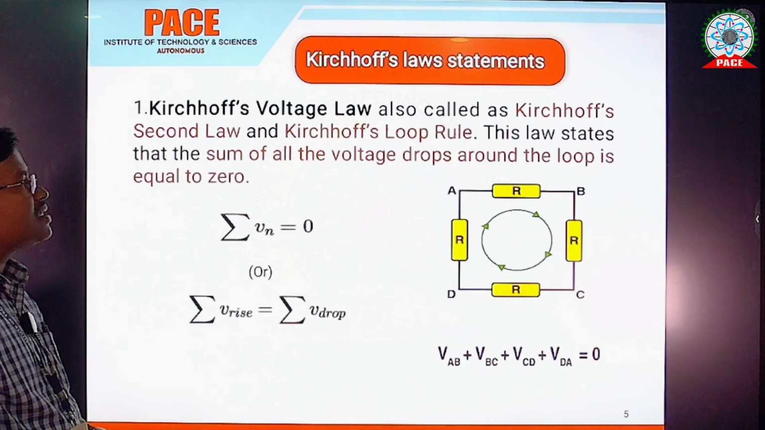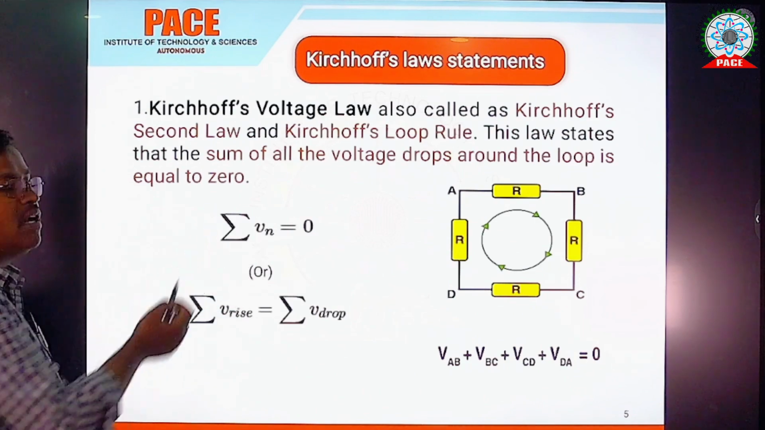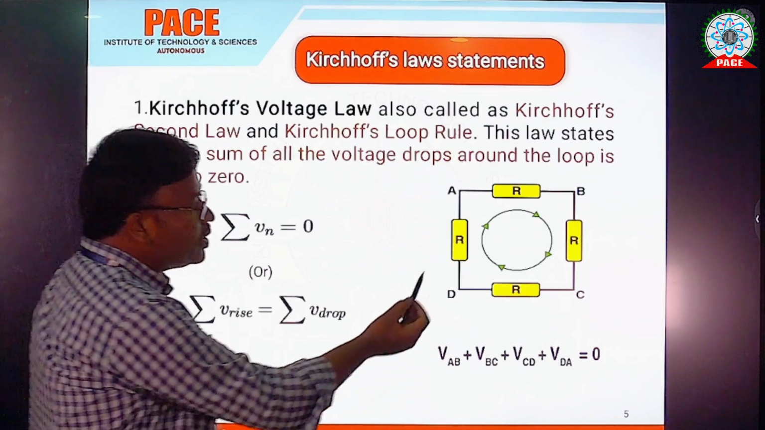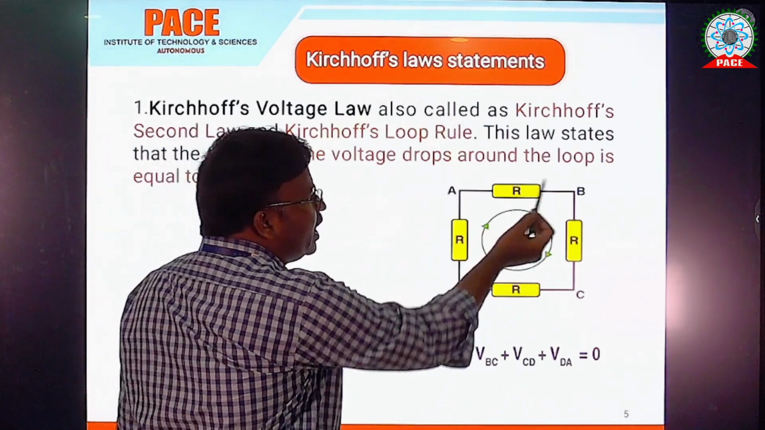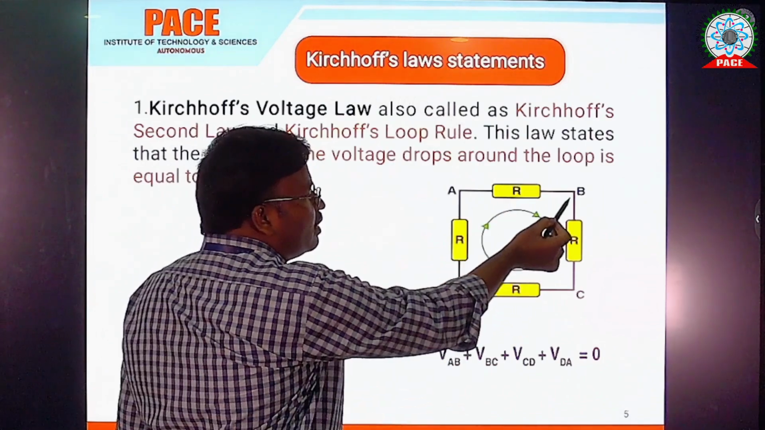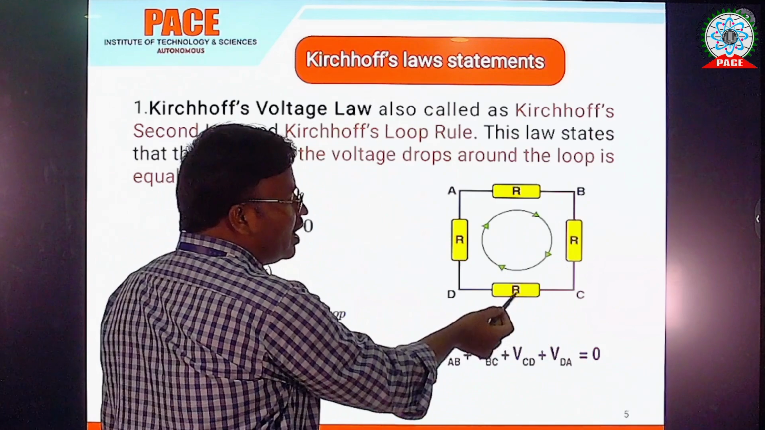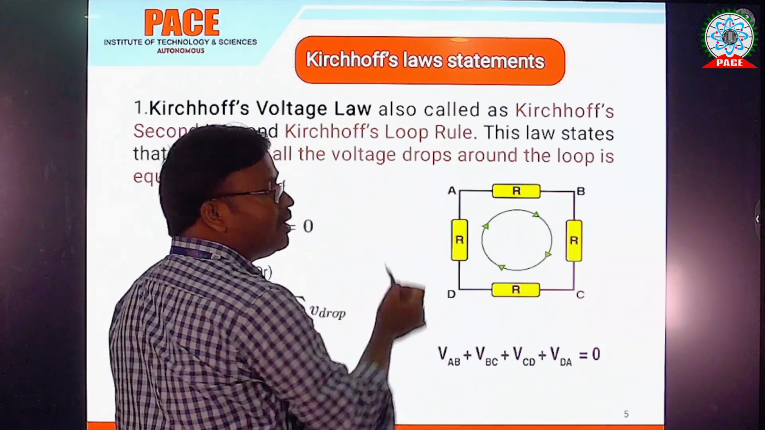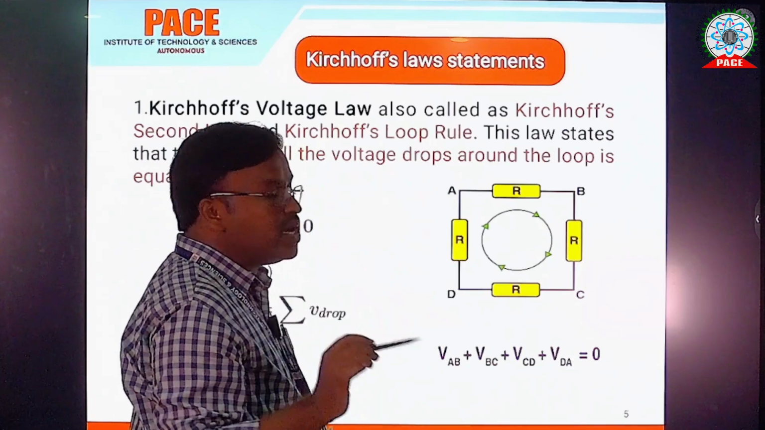Kirchhoff's voltage law states that the sum of voltage drops around a loop is equal to 0. We take this one as a loop. Between A and B we have one resistor, between B and C we have one resistor, between C and D we have one resistor, and between D and A we have one resistor. Each resistor has a voltage drop.